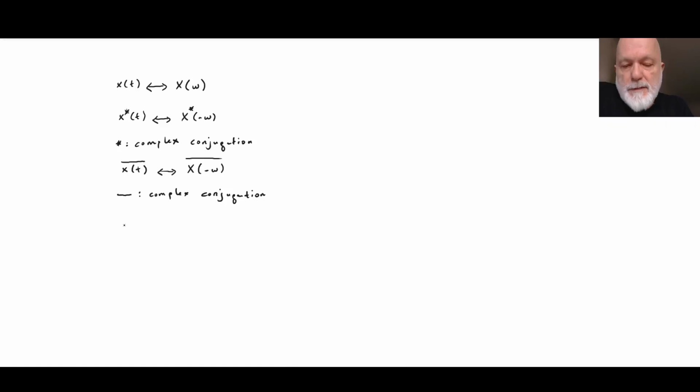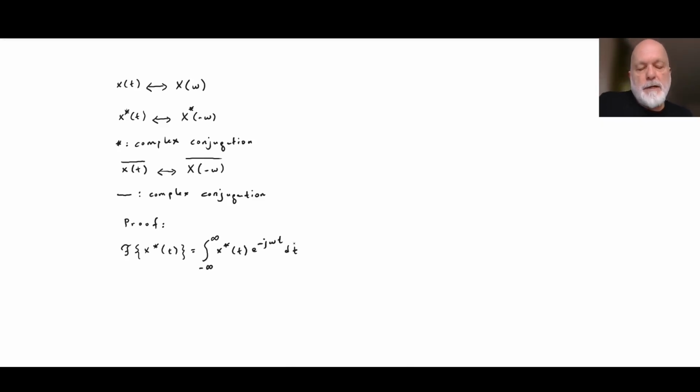Okay, the proof of this statement is quite easy, as follows. The Fourier transform of x conjugate of t, the complex conjugate of x of t, is the integral of x conjugate of t e to the minus j omega t dt. By using the Fourier integral, we can evaluate the Fourier transform by means of this expression.